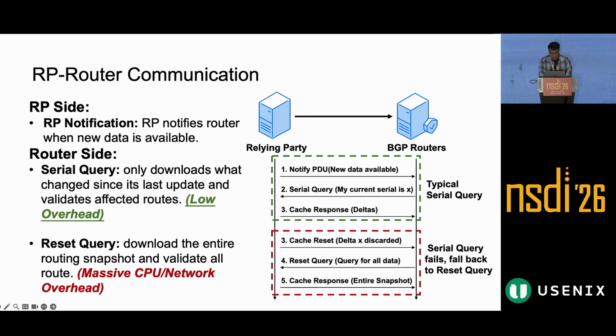However, the RP only caches a limited number of the latest deltas. If a router's local state is too old and the required deltas have already been discarded, and the serial query fails, the router is then forced to fall back to a heavy reset query, which means it must download the entire VRP snapshot and revalidate all routes again. It's a very expensive process.